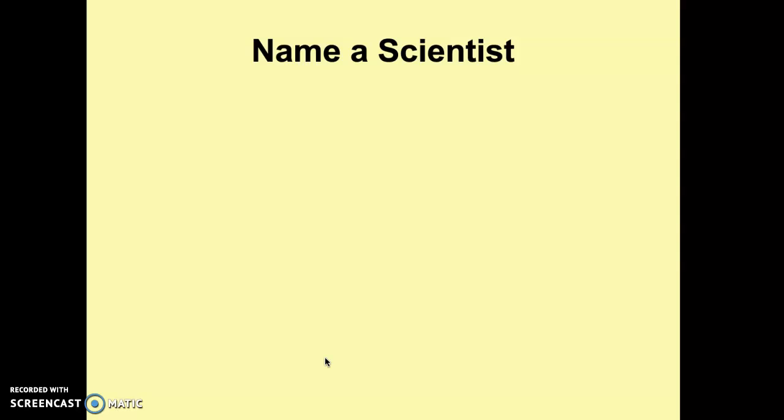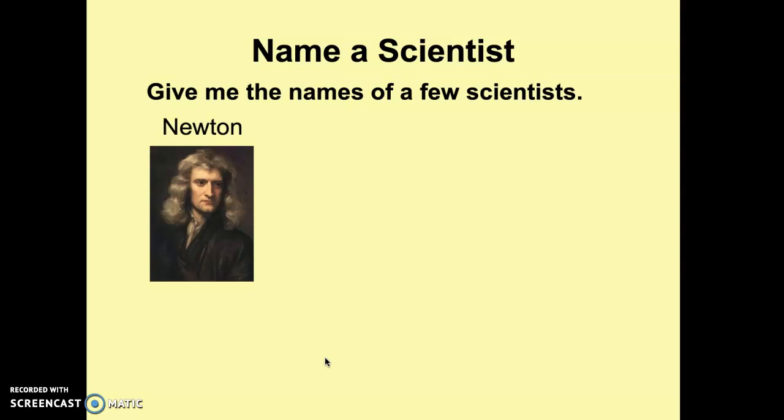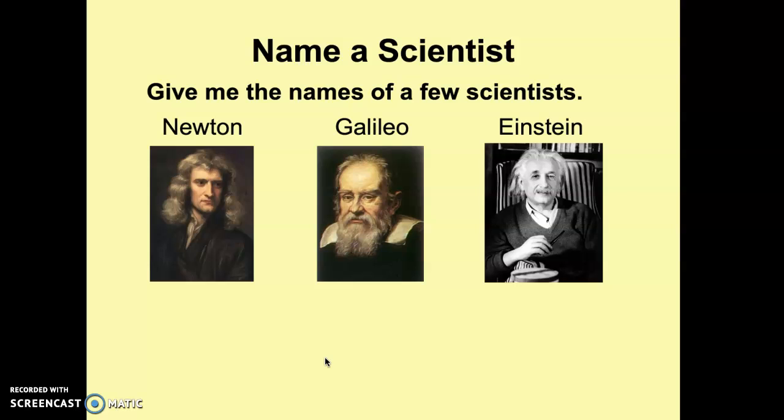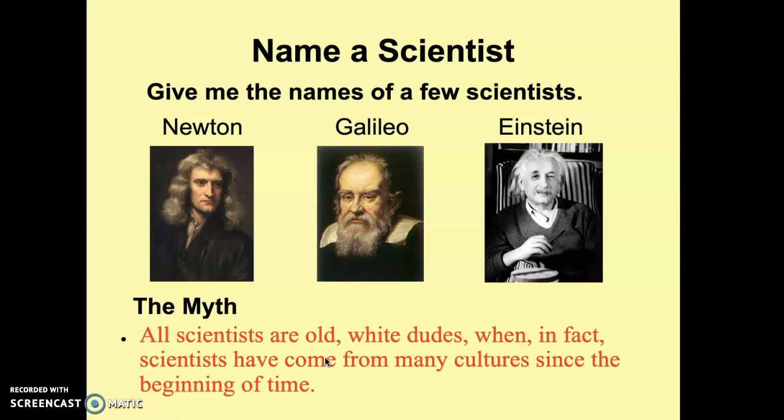And this relates to our names of scientists. So if I asked you to name some scientists, think of a first name that comes to your head. Maybe you think of Isaac Newton or Galileo or Einstein. Okay, and these three people, while scientists, perpetuate the myth that all scientists are just old white guys. When in fact, when we look at what science actually is, scientists that come from pretty much every single culture since the beginning of time has had some level of scientific development within it.